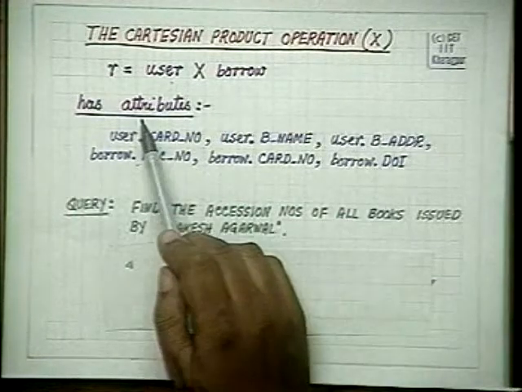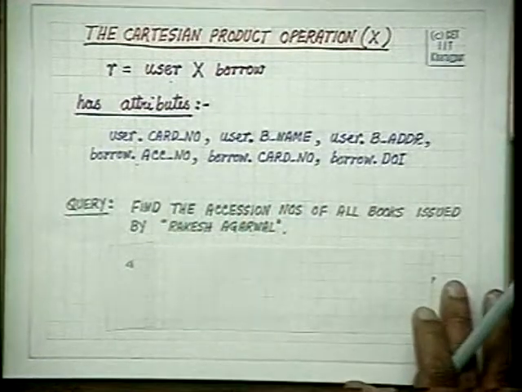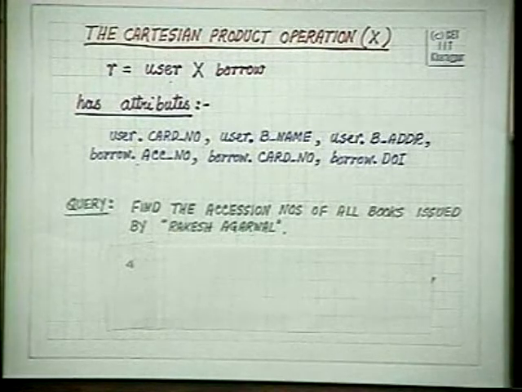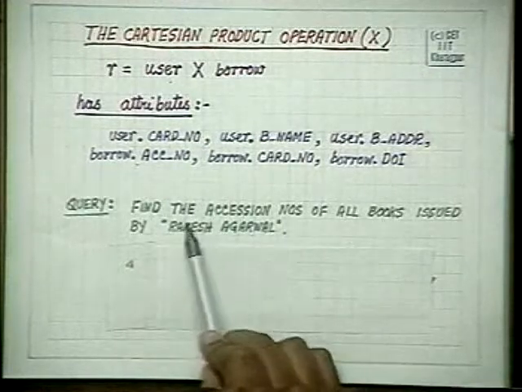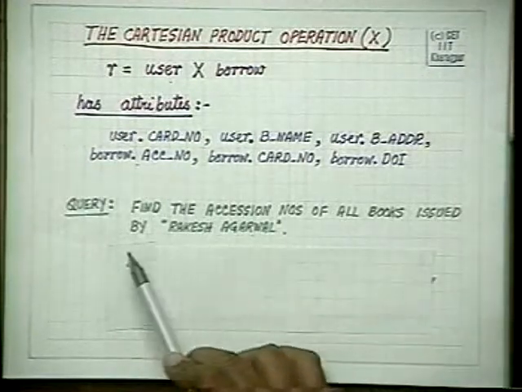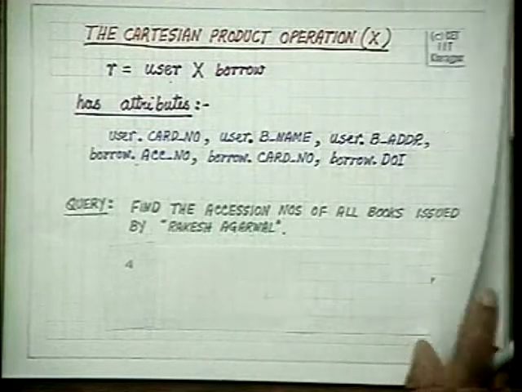Now, how will we use a Cartesian product? Till now we have done only project and select, and using project and select we cannot combine two relations. We have project on a single relation and select on a single relation. Now we are trying to answer this query: find the accession number of all books issued by Rakesh. Let us see how we will use the Cartesian product to solve this particular query.